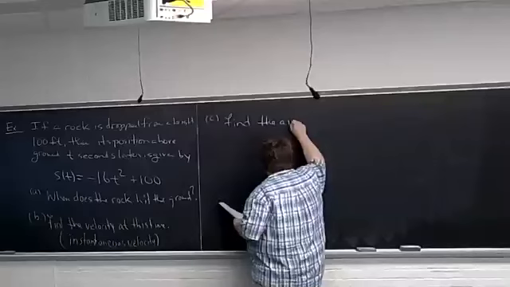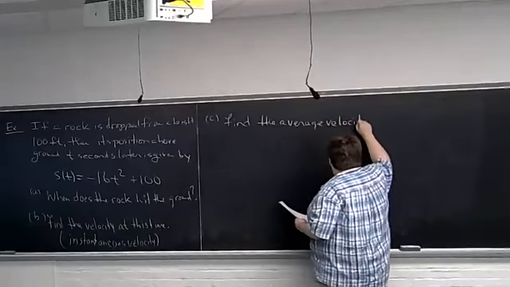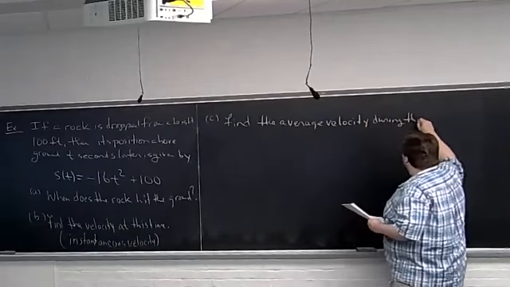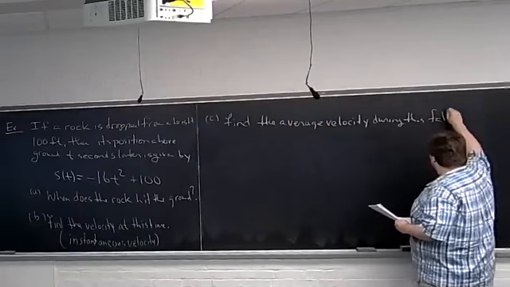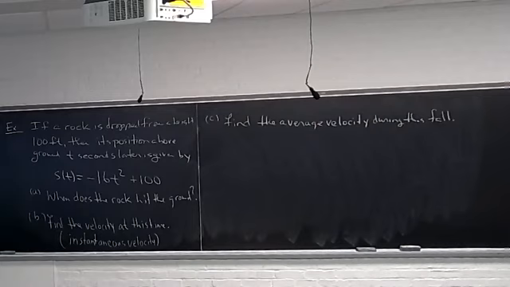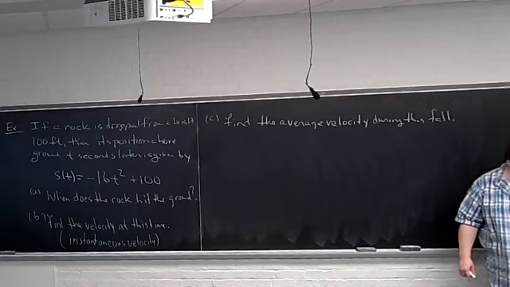the average velocity during this fall. Meaning the rock is being dropped. It starts at time 0, it ends at the time that it hits the ground. We're going to find the average velocity during that time interval, but we have to figure out the time interval. So for now, we'll just say during the fall.